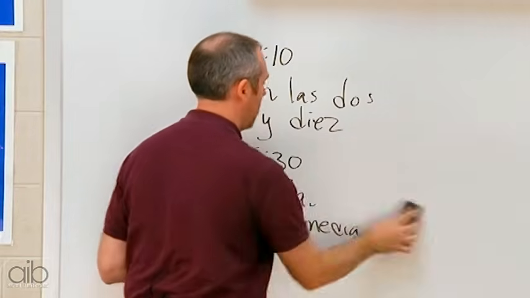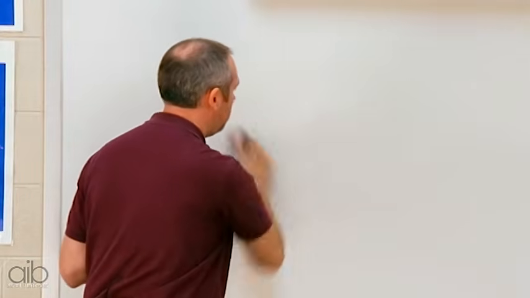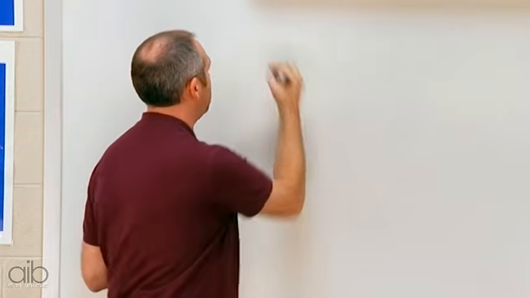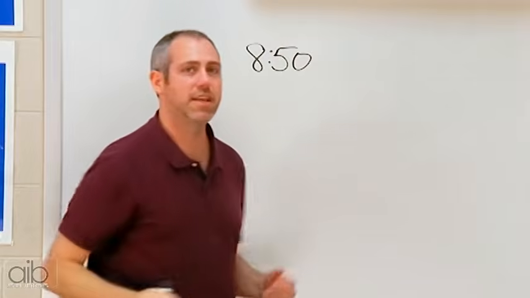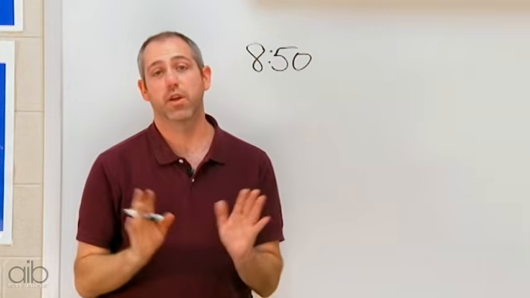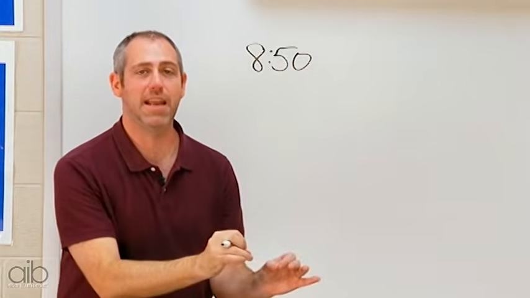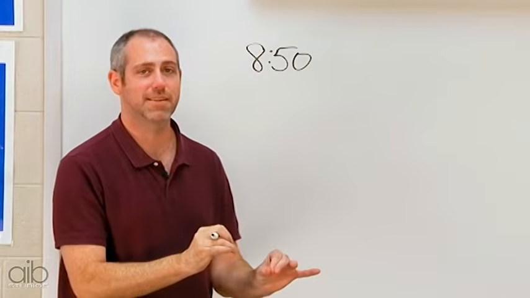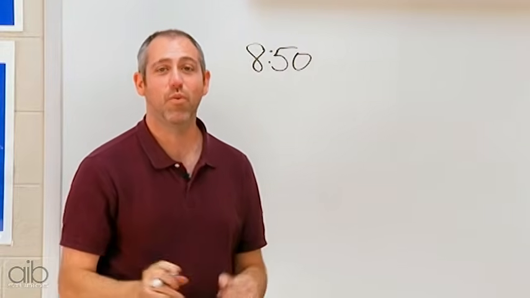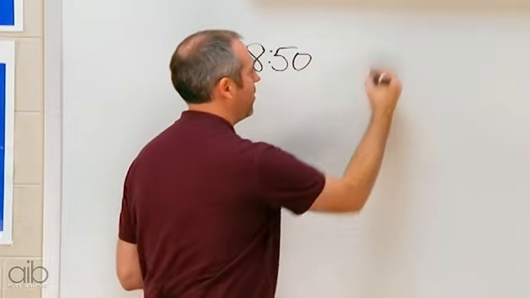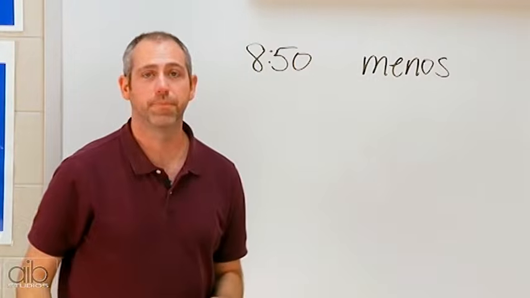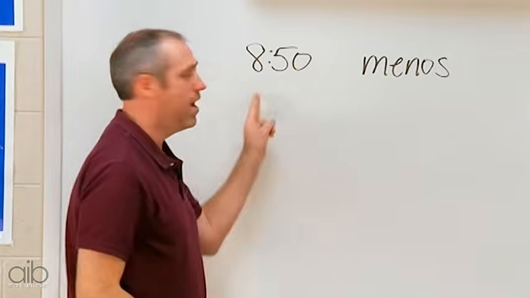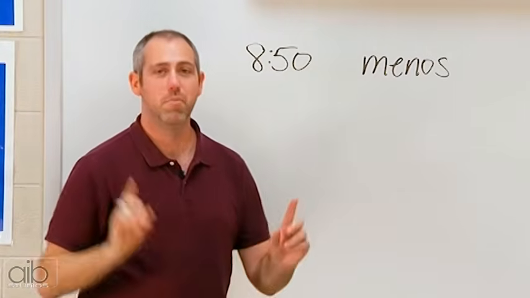So let me show you what I'm talking about on the board. If it were, let's say 8:50, okay, it's getting close to 9. So we're going to go ahead and say it's 9 just minus 10 minutes, okay? Now the word for minus in Spanish, I'll put it right here as a reference, is menos. Okay, so we're going to go ahead and say it's 9 o'clock minus 10.